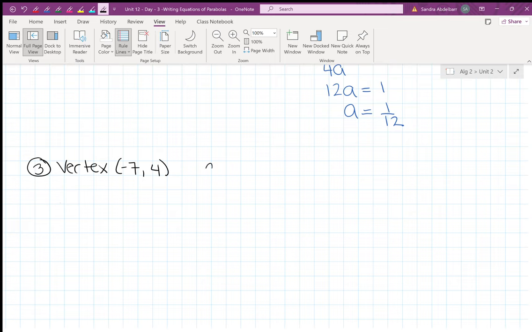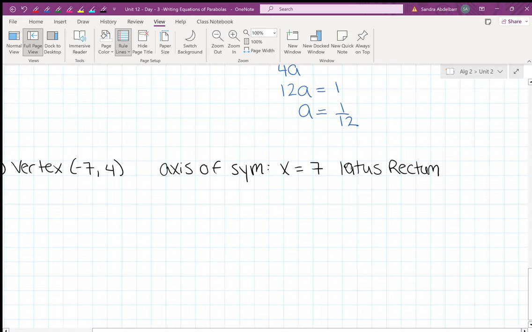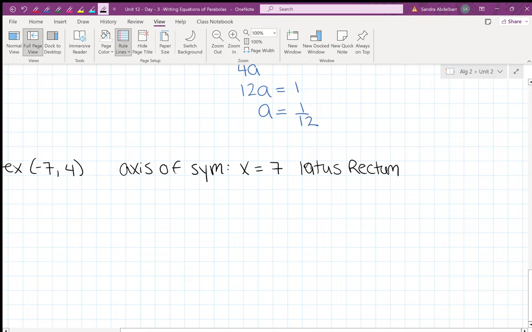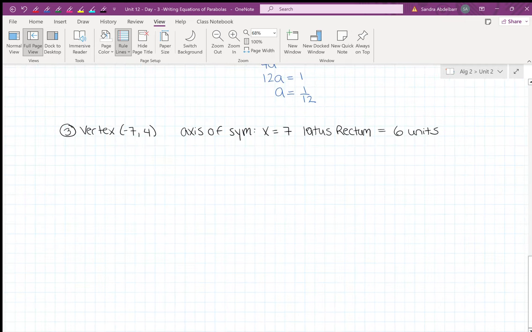So if I tell you the vertex is negative 7, 4, I'll be able to do that. You guys can try this one. Axis of symmetry is x equals 7, and the latus rectum is y equals k minus 1 over 4a. And, hold on, there's more. A is less than 0.